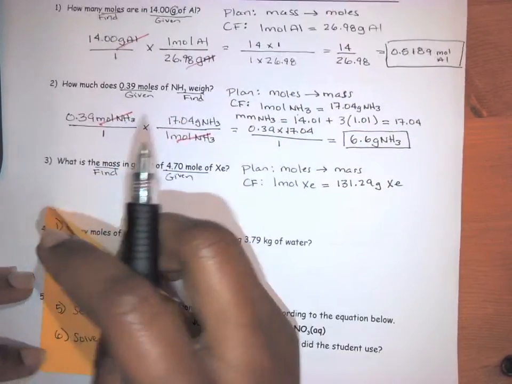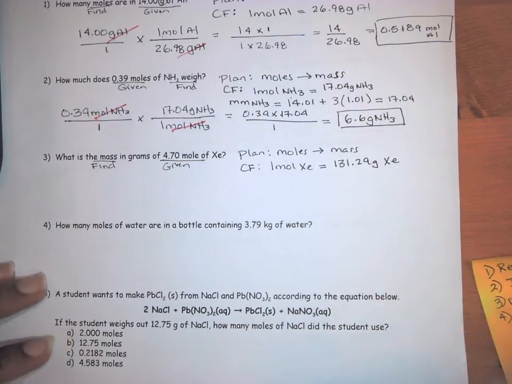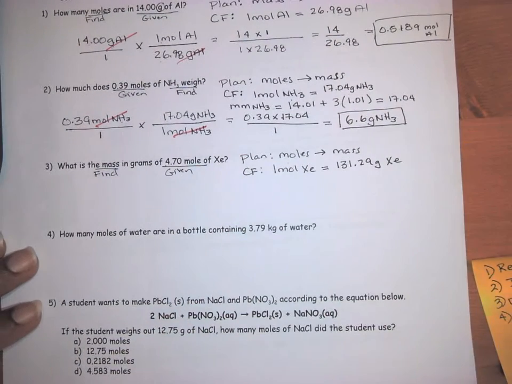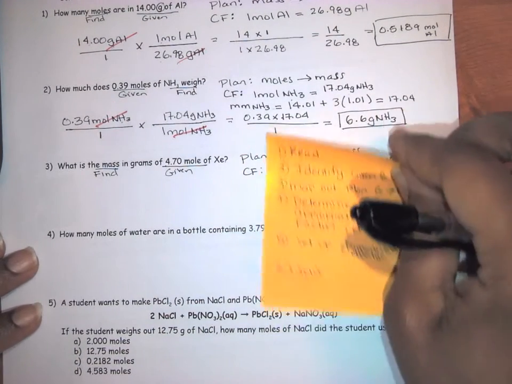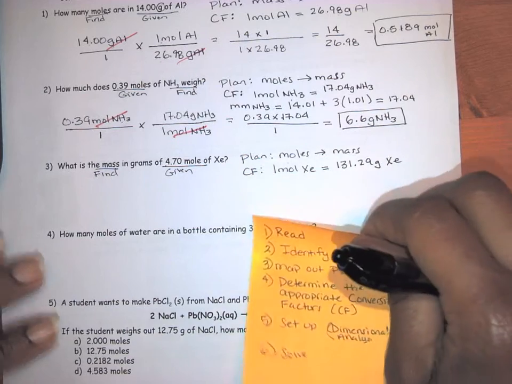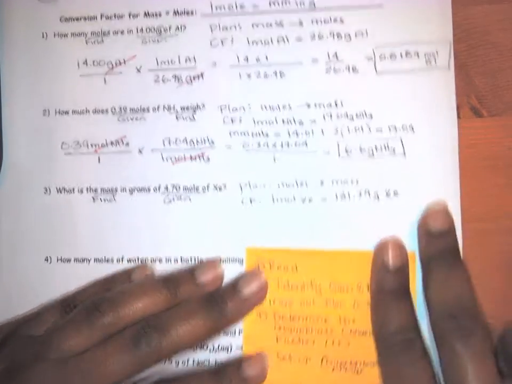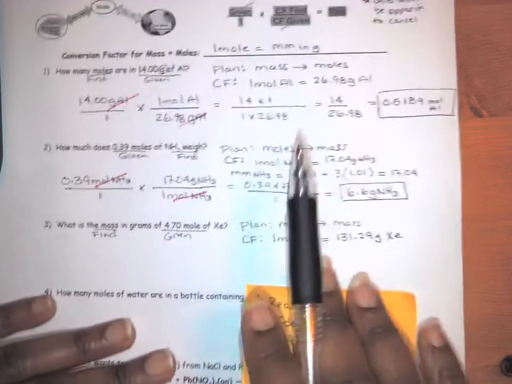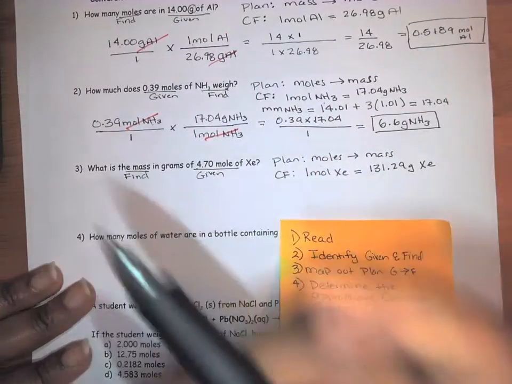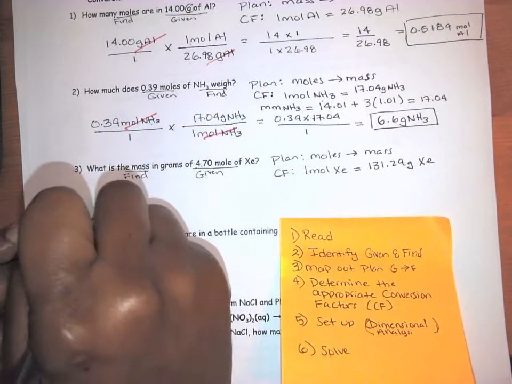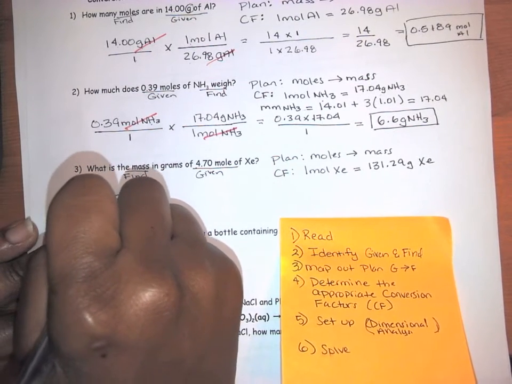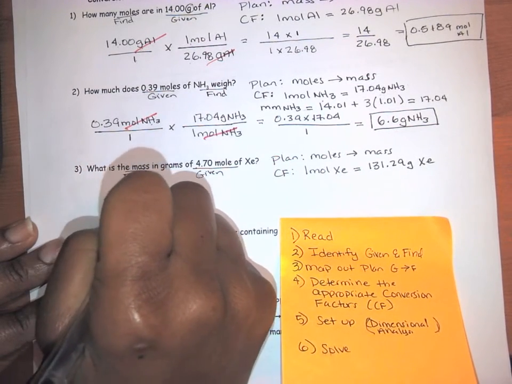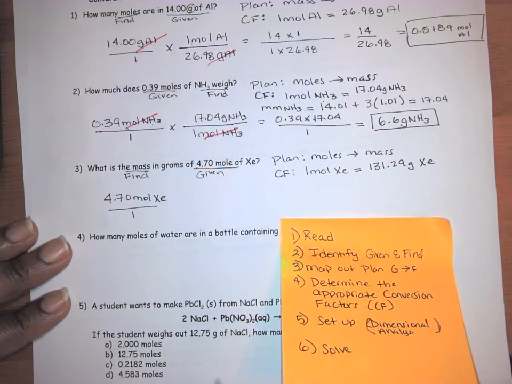Now that I have that done, I'm going to set up my problem using dimensional analysis. So remember, for the setup, we take our given, put it over 1, and then we multiply it by the conversion factor, which we get from this. So I'm going to take my given, 4.70 moles of xenon, and put it over 1.